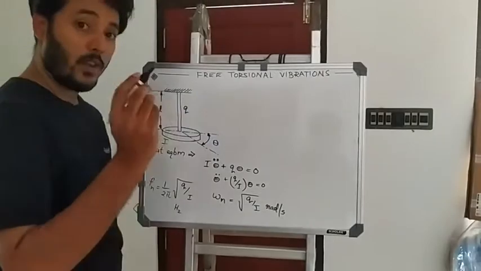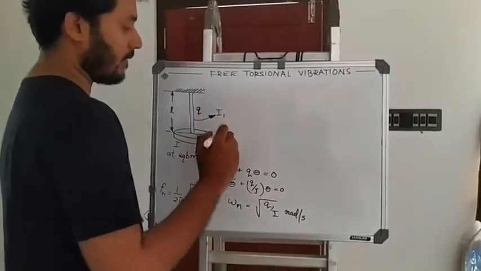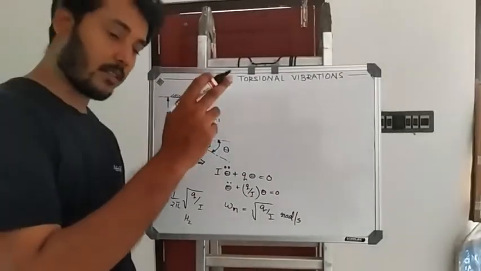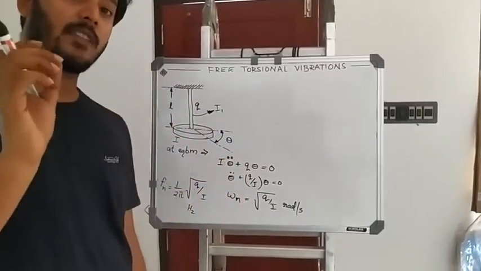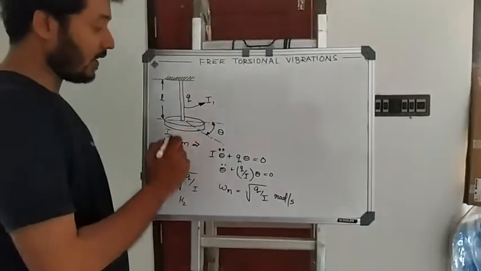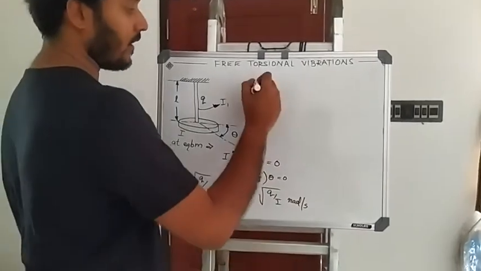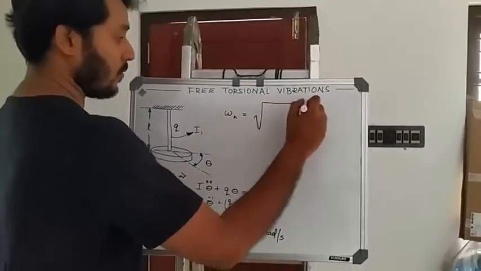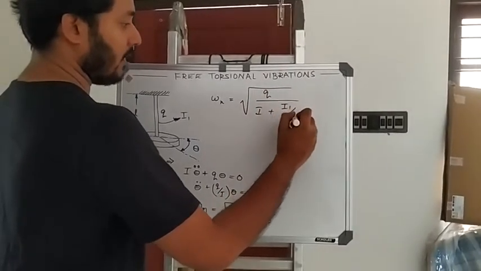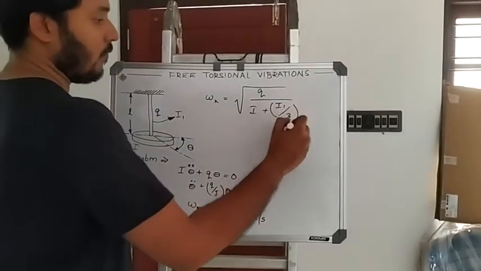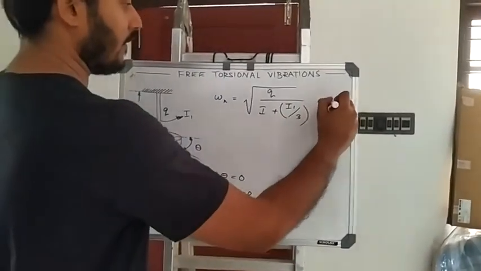Now, if we consider the shaft is having a moment of inertia I1, in the case of springs, in the case of translation system, we have considered the case of spring having a mass m1. Similarly, if now we consider this shaft is having a moment of inertia I1, then this natural frequency equation slightly changes to root of q divided by I plus I1 by 3. That means we have to take 1 by 3rd of this mass into account while calculating the natural frequency.